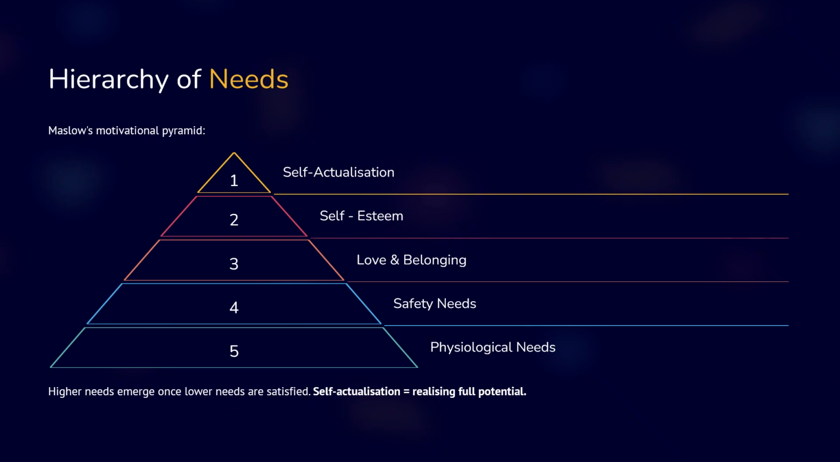Maslow is best known for his hierarchy of needs. He suggested that we are motivated by a series of needs that must be met in order. We start with the most basic physiological needs like food and water. Once those are met, we look for safety. Then we seek love and belonging, followed by self esteem. At the very top of this pyramid is self actualization. This is the highest level of human fulfillment where a person reaches their full potential.